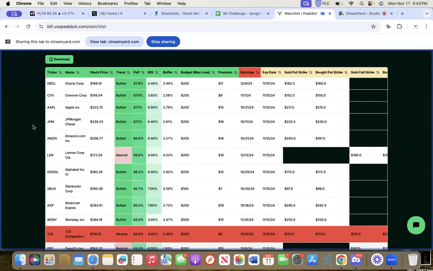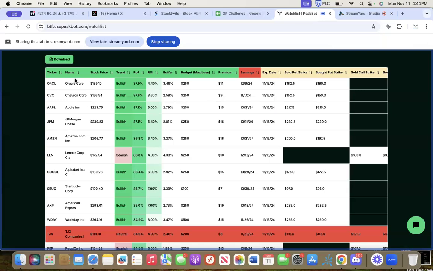Now, let me go into this. If anyone does have BTF Peakbot, I post my personal trades that I automate every week in an email to all the subscribers. I give my reasoning and go over all that. But if you want to do your own trades, you can just come to the watch list here, or if you have tickers that you know right off the bat you want to do spreads on or the wheel on, you just plug it in. I'll show you how to do that in a second. But the watch list is very simple and easy to use.